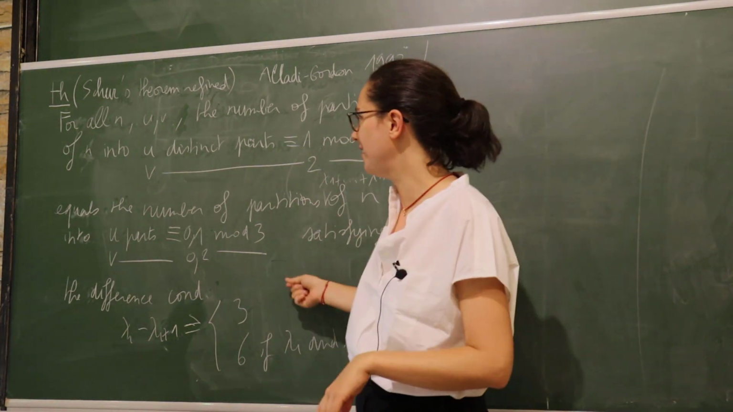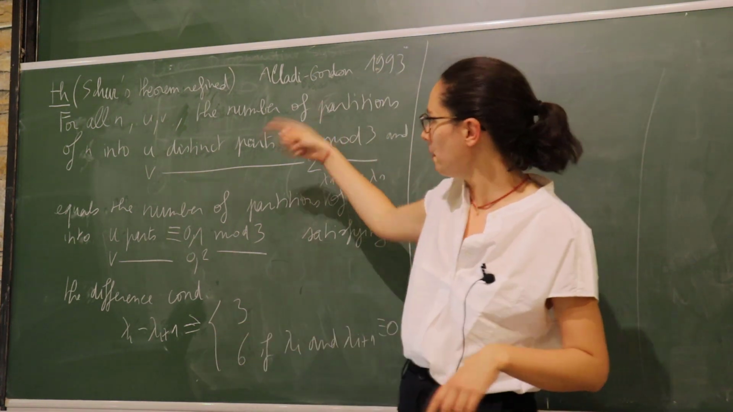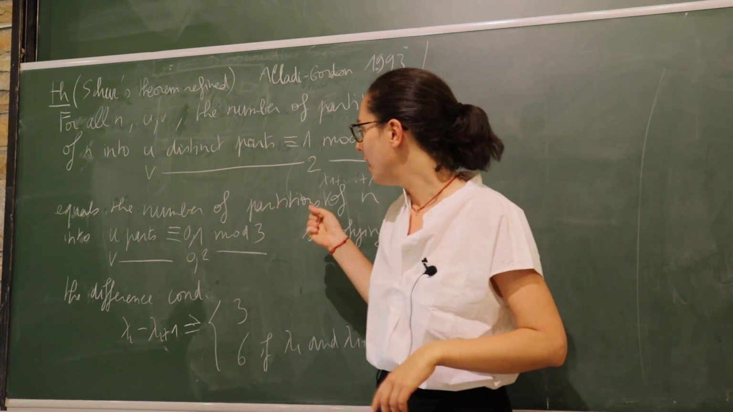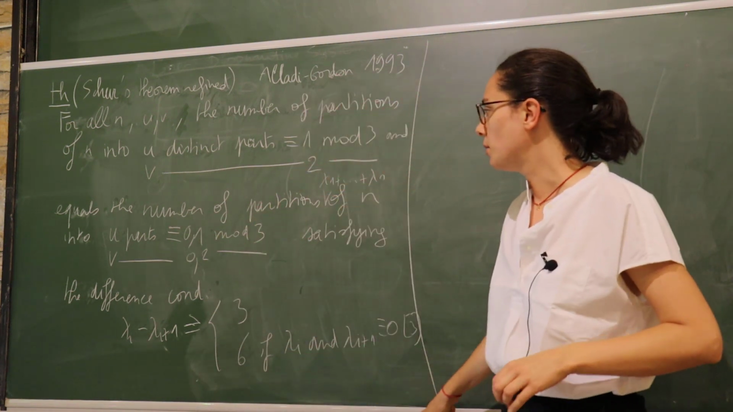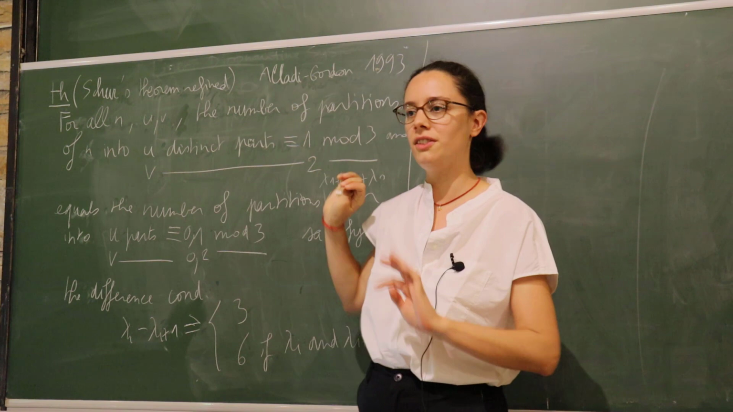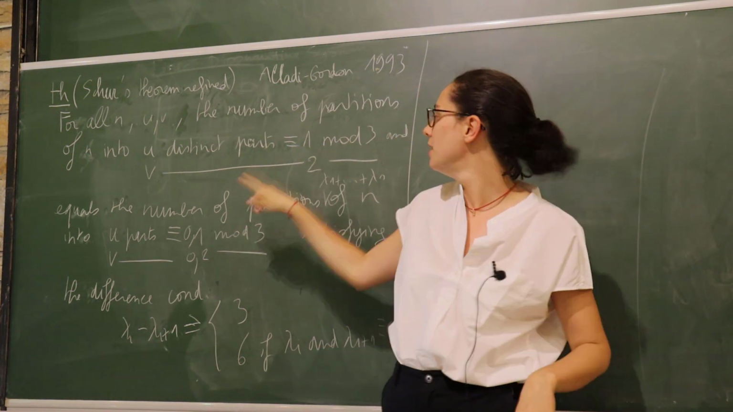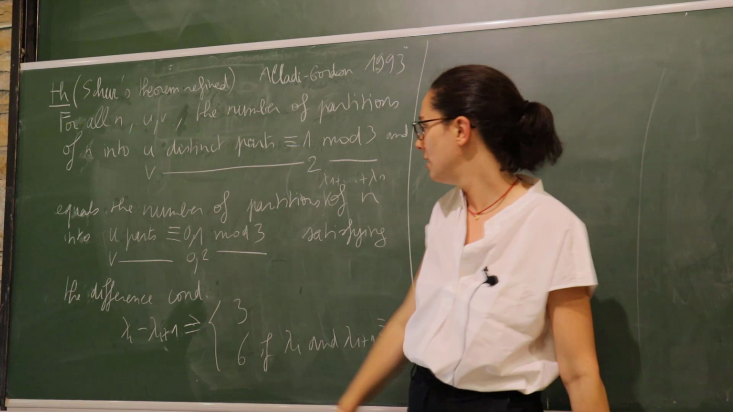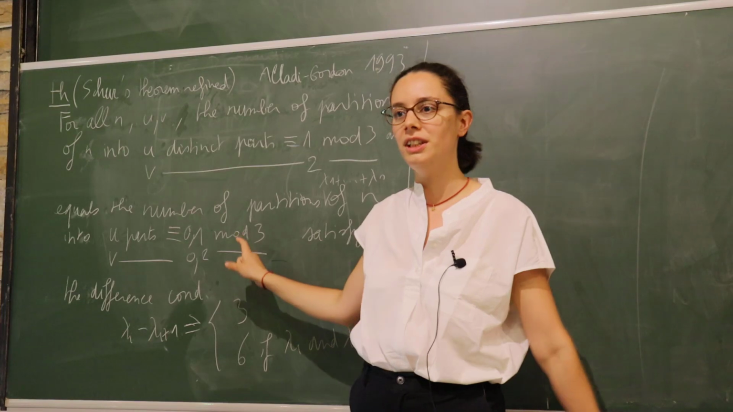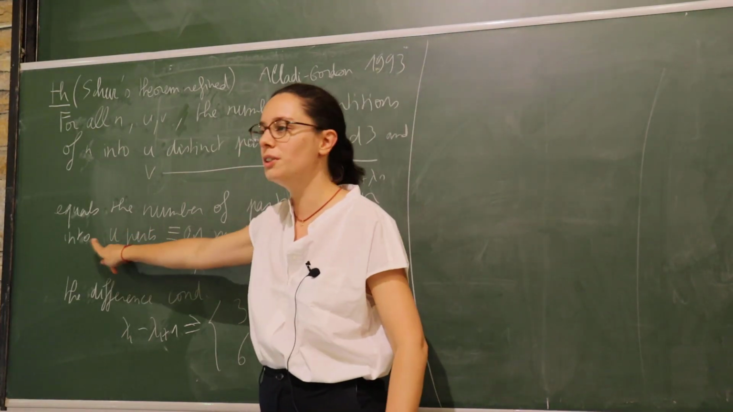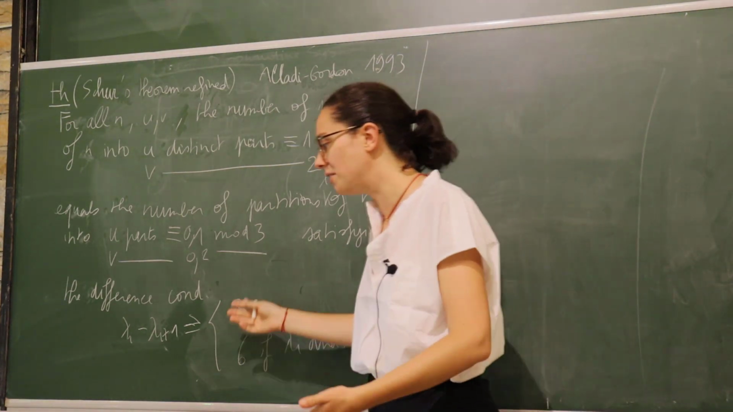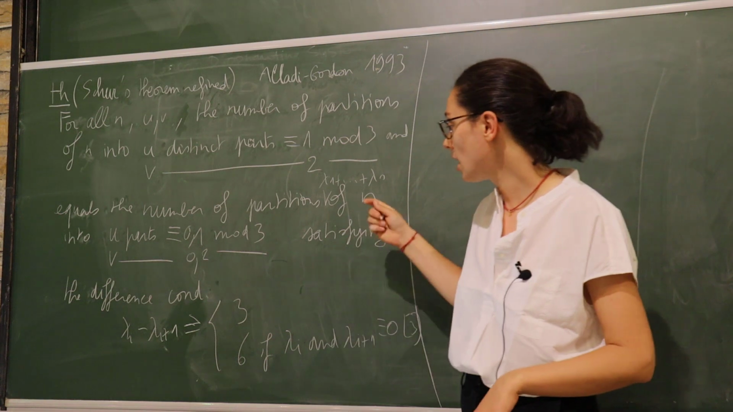Okay, so this is what we saw at the end of yesterday, where we added those 2 additional variables u and v. Here, u is just the parts congruent to 1 modulo 3, and v is just the parts congruent to 2 modulo 3. But here, if you have some parts congruent to 0 modulo 3, they will be counted both in u and in v, okay?